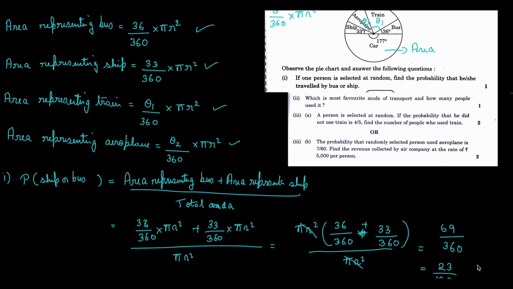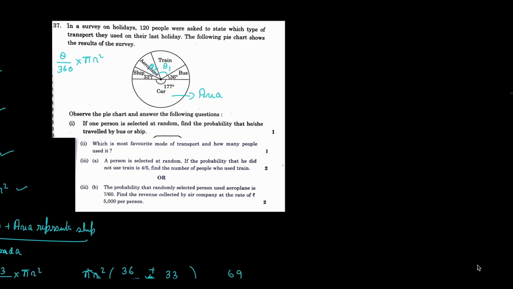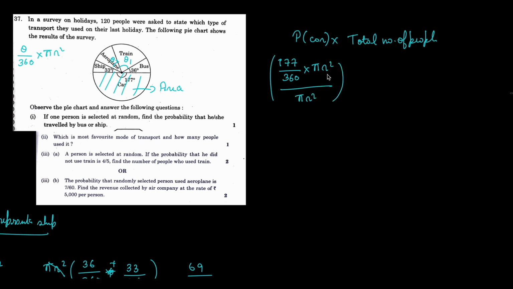Now going to the second part, which is: what is the most favorite mode of transport and how many people used it? Clearly the area is highest in the car region, so the favorite mode of transport will be car, and how many people use this will be the probability of car into the total number of people. Now for the probability of car, we have to use the formula, and the total number of people is 120, so let us apply it. This represents the probability of car.